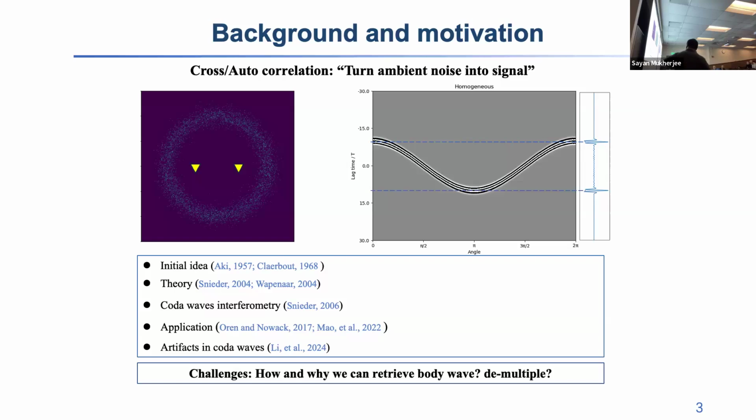This year, Elita, me, and Jizhong wrote a paper to talk in detail about the artifacts and the orientation of the artifacts for the coda wave. Although there are lots of successful examples for surface wave interferometry, there are still lots of challenging and confusing problems for coda wave interferometry. So in this presentation, we will figure out how and why we can retrieve the body wave, and further how to remove the multiples in this body wave.